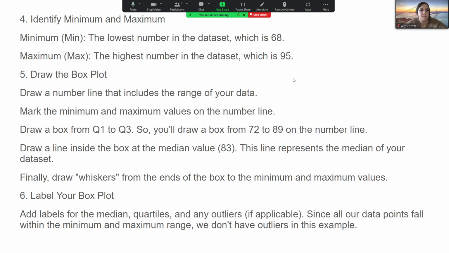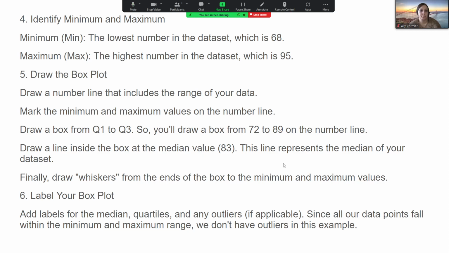Right, our lowest number is still 68, the highest number is still 95, and we are going to graph this out on a plot. So we're going to draw a number line that includes the range of our data. We're going to mark the minimum and maximum values. So we need to mark off the 68 and the 95. And we're going to draw in our Q1 and Q3, our interquartile, which were 75 and 89. Draw a line inside the box at the median value, right? And that represents our median.